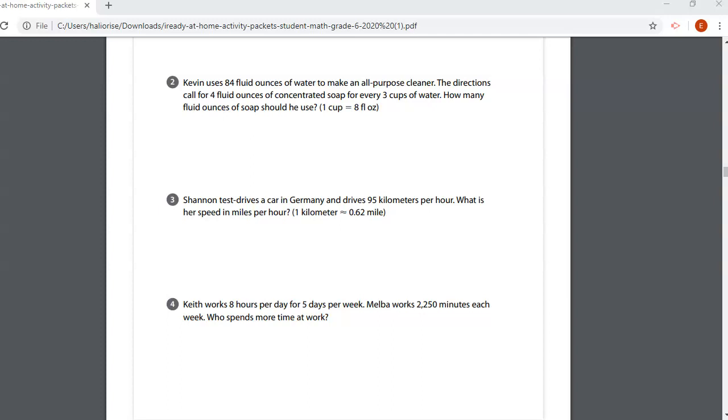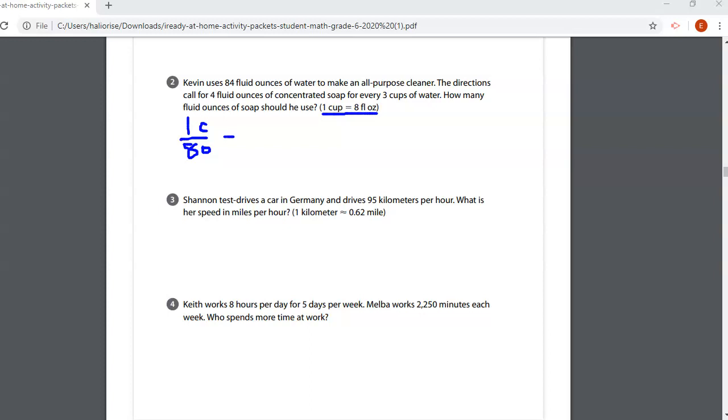Alright, I wanted to come back to this page and kind of walk you through some of the steps in numbers 2, 3, and 4. So, in number 2, we're talking about fluid ounces of water to make an all-purpose cleaner, and it gives us a few different numbers. So we have the conversion factor of 1 cup to 8 fluid ounces. So we would start off with that. So 1 cup to 8 ounces.